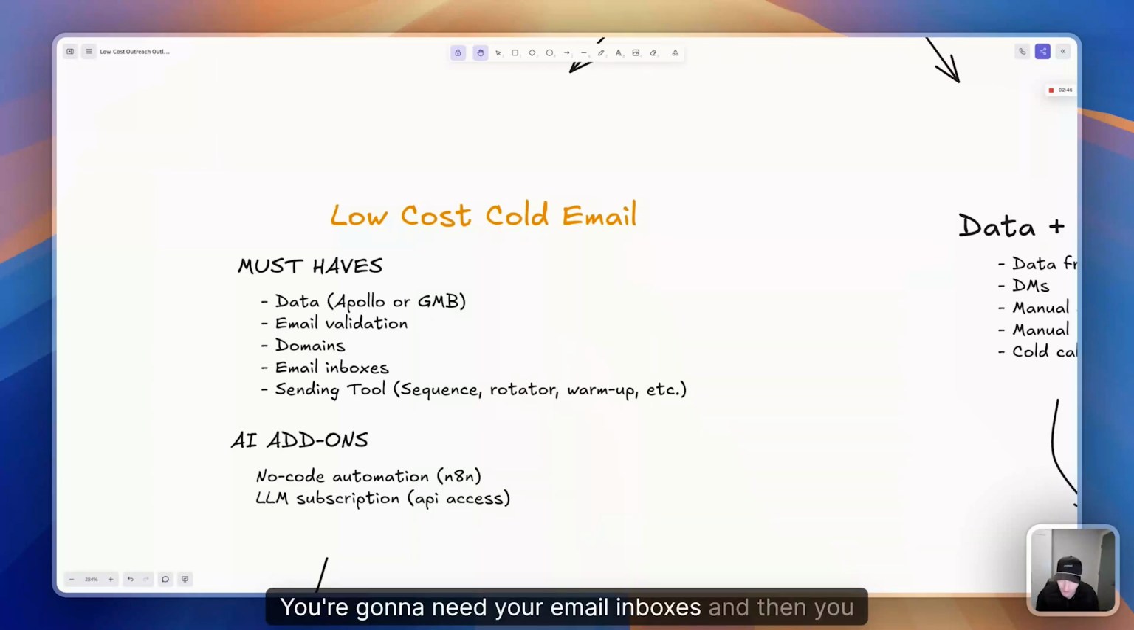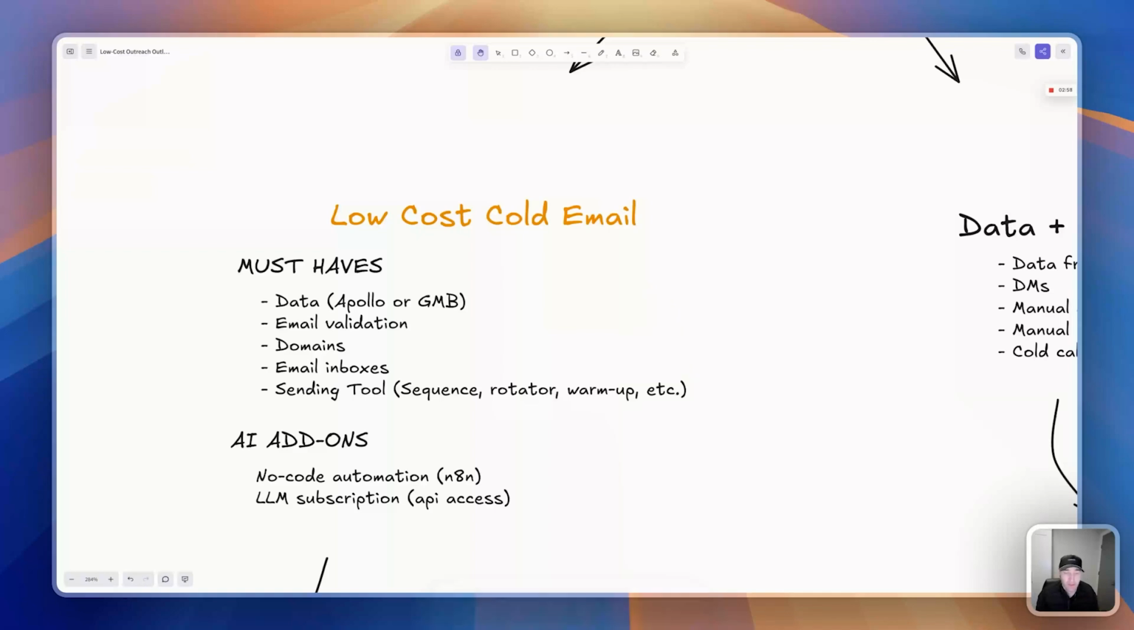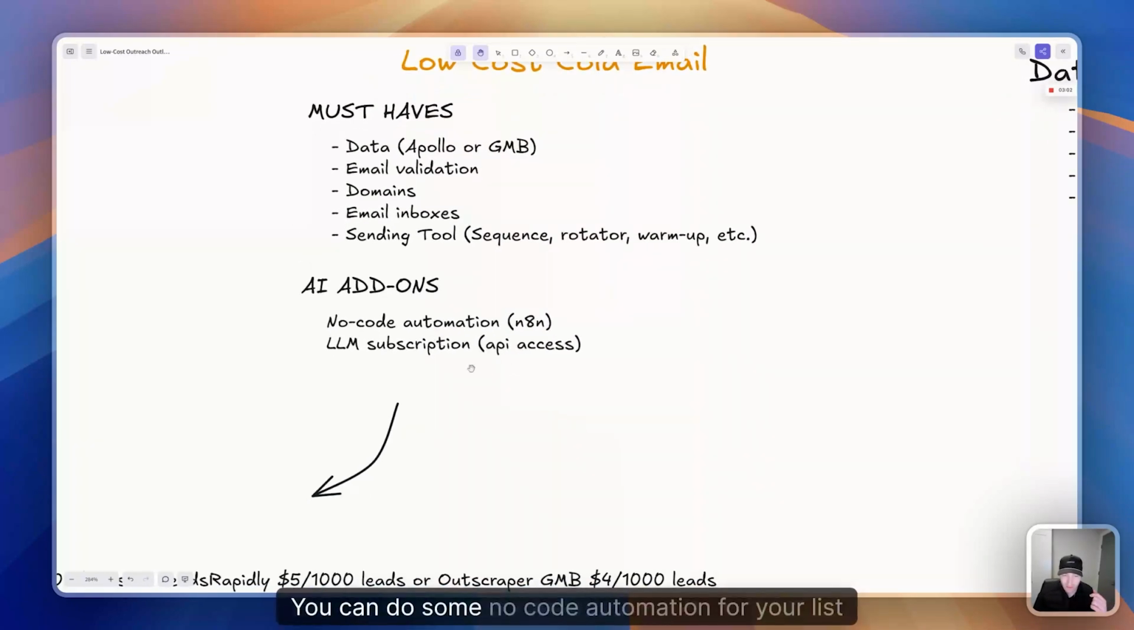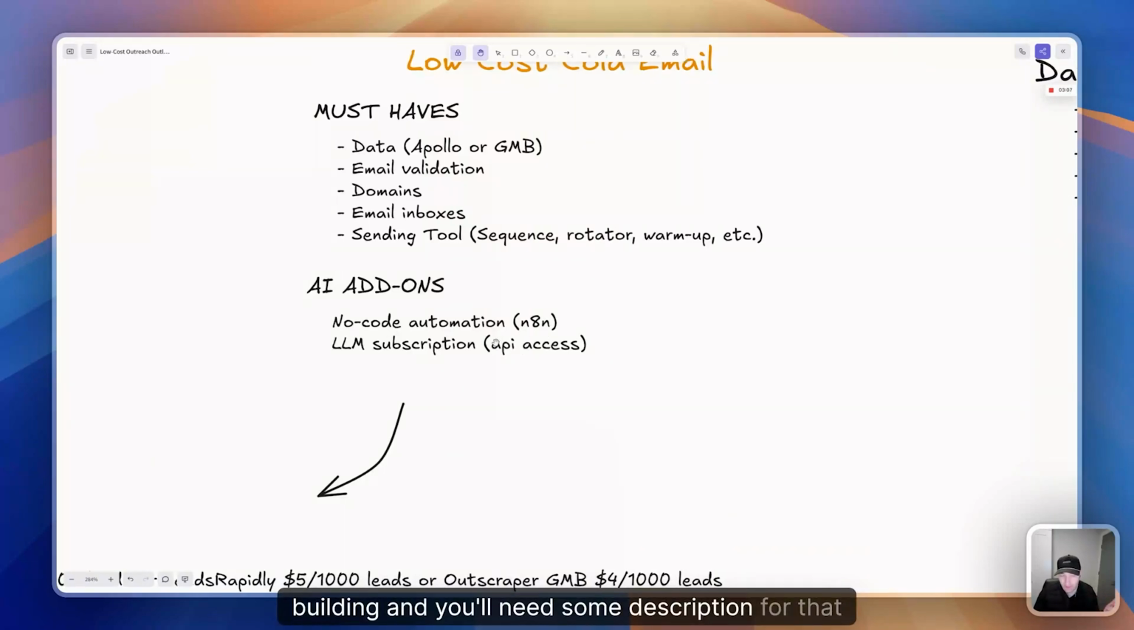You're going to need your email inboxes, and then you are going to need some sort of sending tool to actually run your sequences, rotate your emails, and properly warm up your email accounts. Now, you don't have to have these, but nice AI add-ons: you can do some no-code automation for your list building, and you'll need some LLM subscription for that as well, which, again, I'll go into, but it's nice to have. You don't need it when you're bootstrapping.